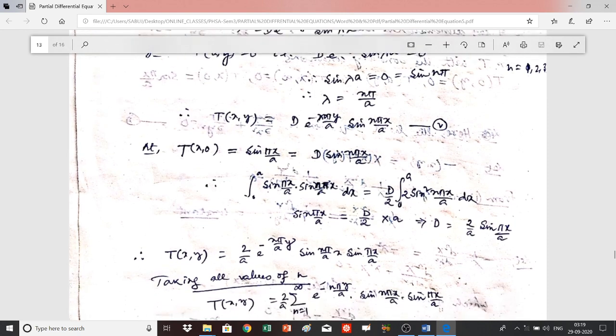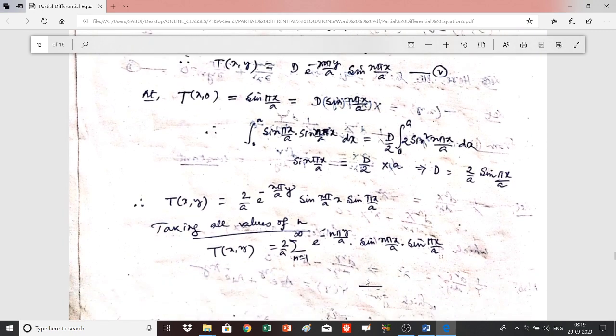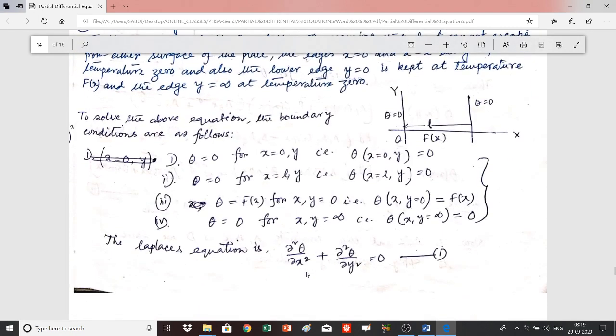And now just write the value of D in this expression, that is T(x,y) is equal to 2 by a e to the minus n pi by a y sine n pi x by a, and then this sine pi x by a. So this is the complete solution. If you take all values of n, then that will be given by this. Now come to the final one.